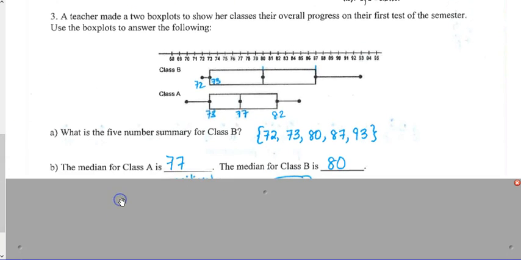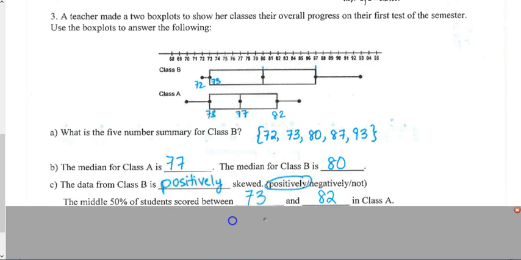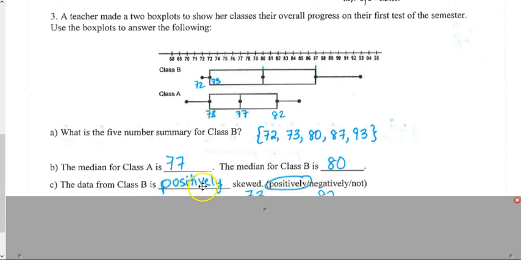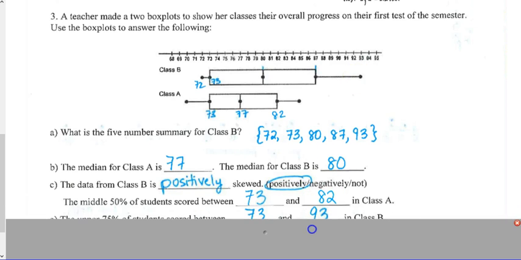The median is, for Class A, is this line right here, 77. Median for Class B is right here, 80. Data from Class B is positively skewed. Notice the tail is longer over here. So we follow the tail of the whale. So it is positively skewed or skewed to the right.